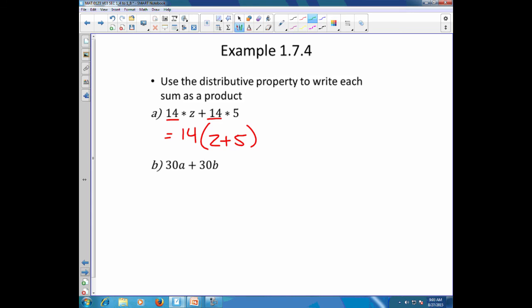Similarly, on the second problem, we have 30a plus 30b. They both have 30 in it. And so we could rewrite this by pulling the 30 out and saying it's 30 times (a plus b). Now, if we distribute 30, we get back what we started with.